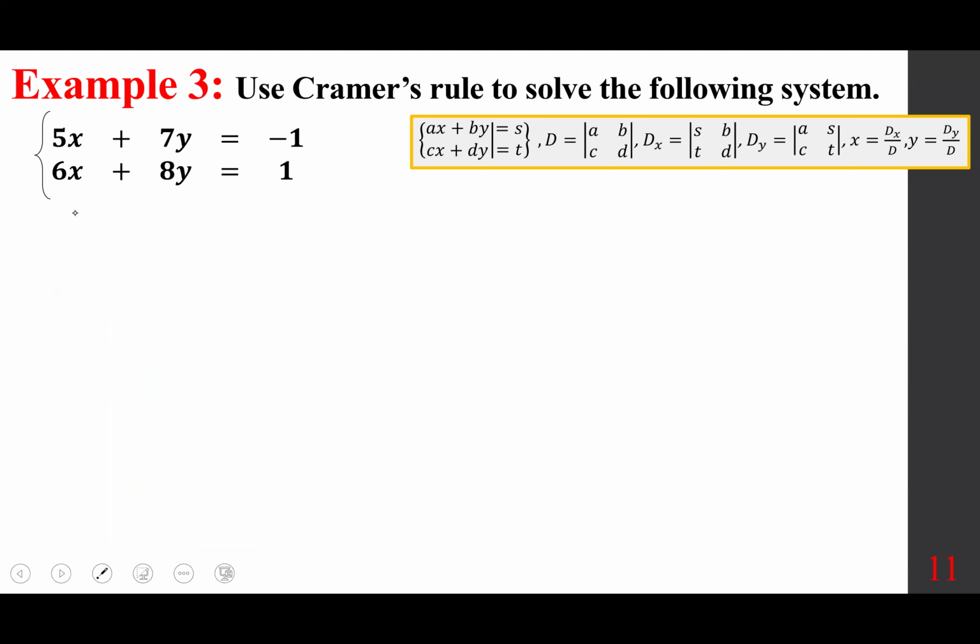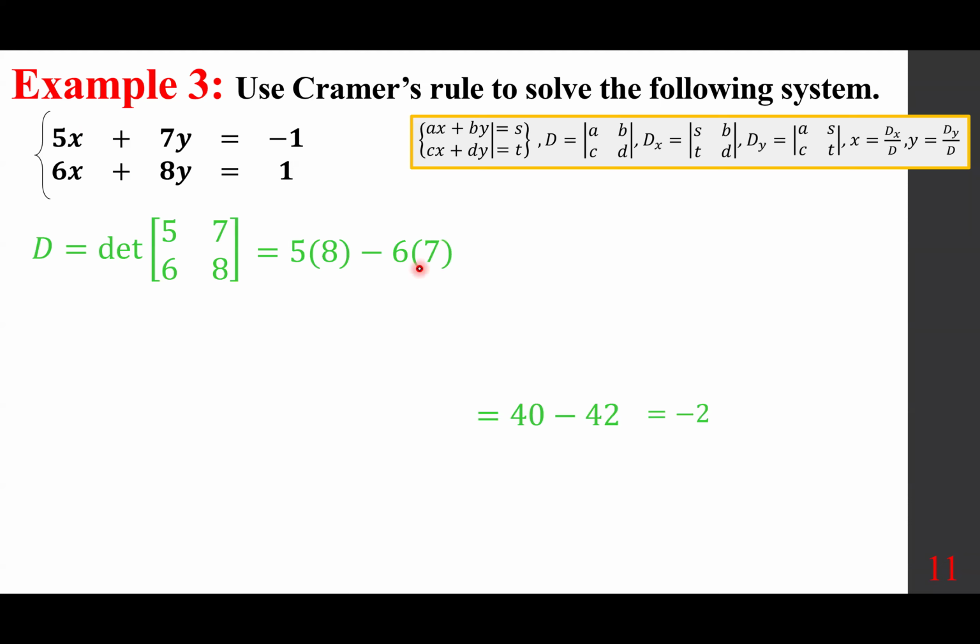Let's do this one. The coefficient matrix is 5, 6, 7, 8. So we want the determinant of that as D, which is 5 times 8 minus 6 times 7. 40 minus 42 is negative 2.